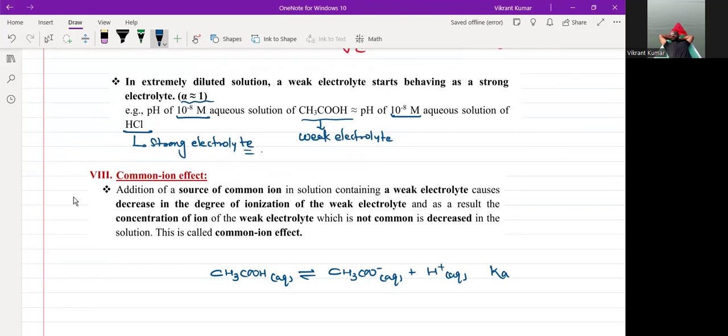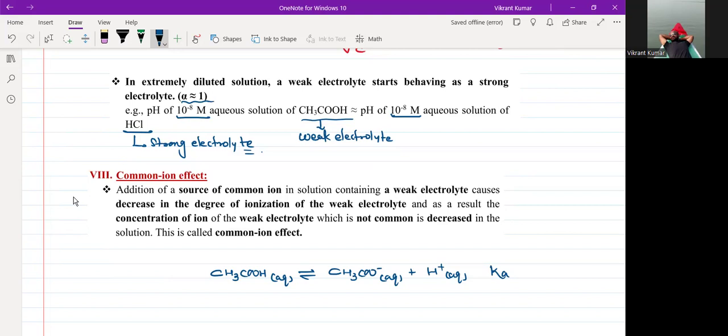Now if I say I'm adding any source which is providing H plus in the solution, like if I start adding HCl in the solution, that means I'm adding H plus and Cl minus. H plus is on the product side. Adding H plus will shift the equilibrium in which direction, forward or backward? Backward है ना, क्योंकि product add करने से backward shift होता है ना.